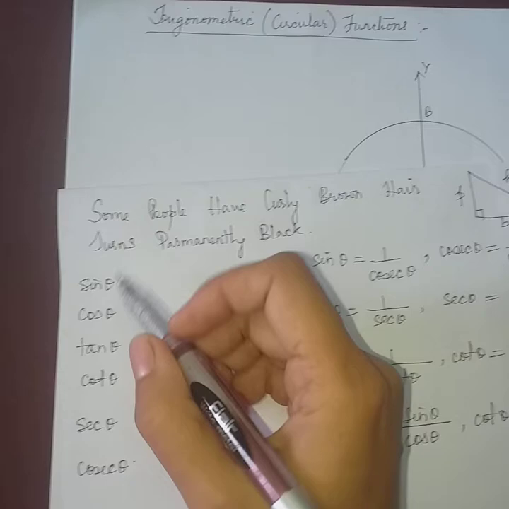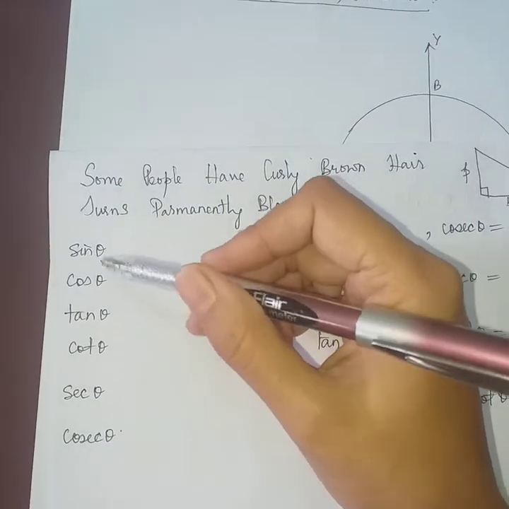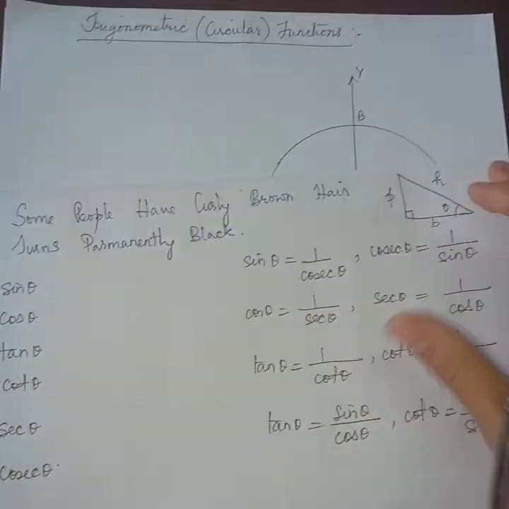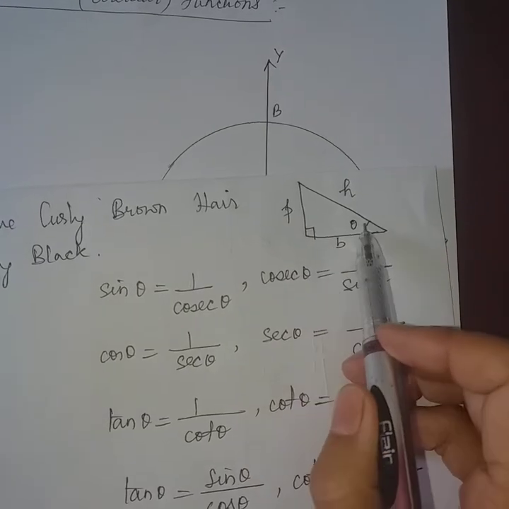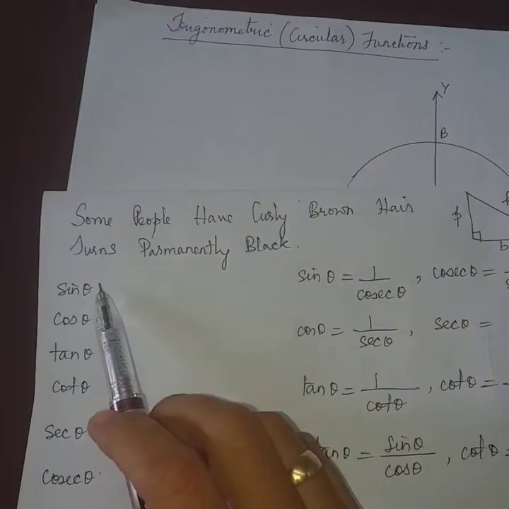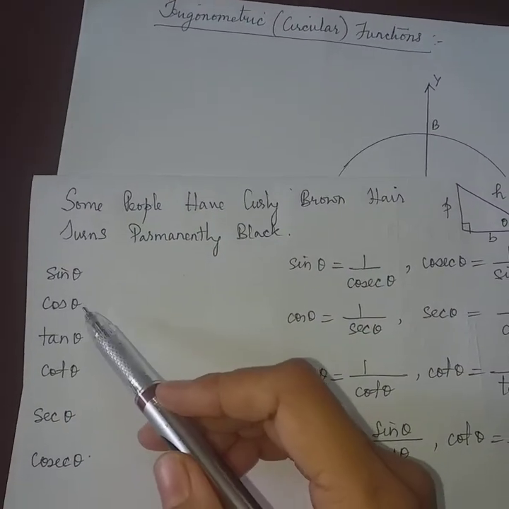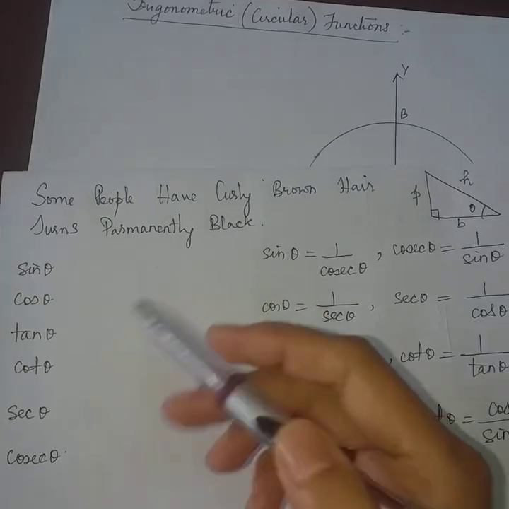So how many do we have? 6 trigonometric ratios. If theta is an acute angle of a right angle triangle, we have sine theta, cos theta, tan theta, and so on, 6 trigonometric ratios.